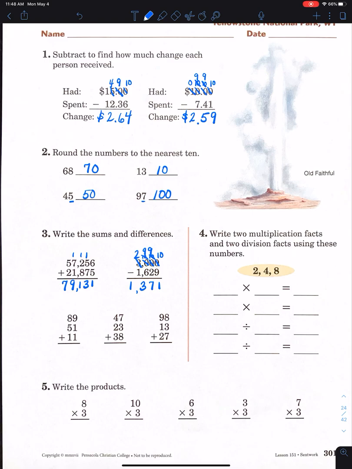Okay, the addition problems. 9 plus 1 is 10. Plus 1 more is 11. 1 plus 8 is 9. Plus 5 is 14. Plus 1 is 15. 151. 7 plus 3 is 10. 10 plus 8 equals 18. 4 plus 1 is 5. Plus 2 is 7. And 3 more is 10. So that one is 108.